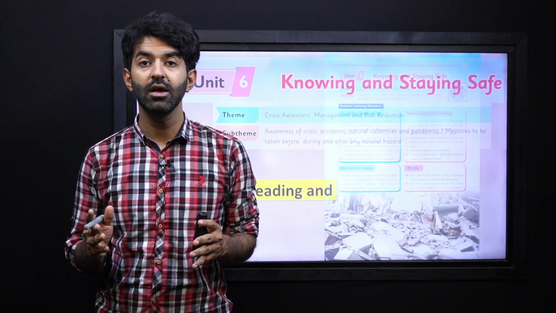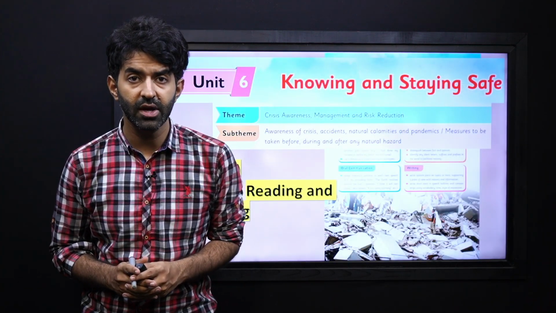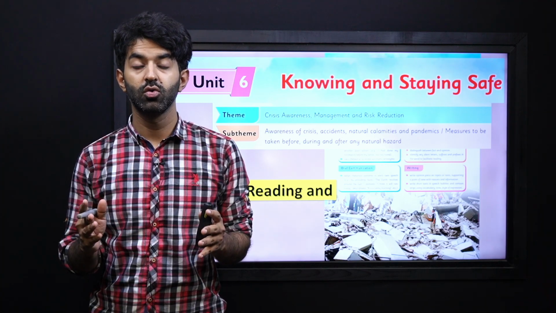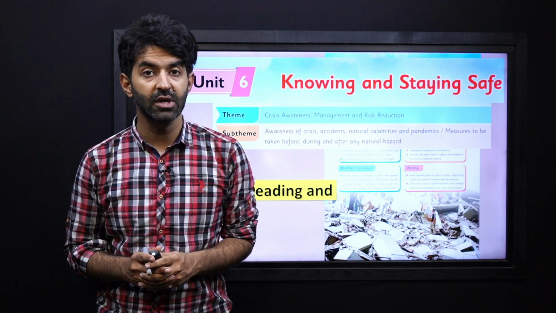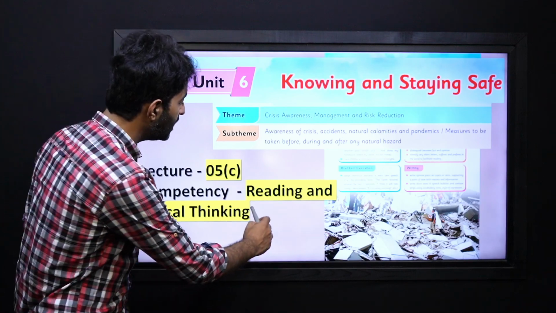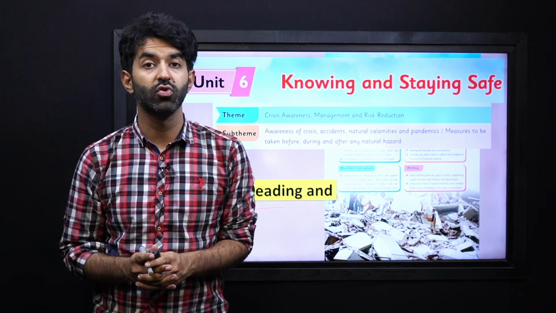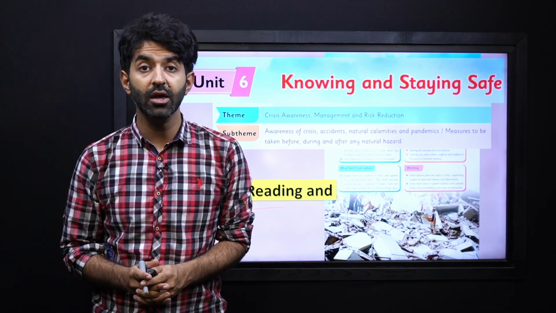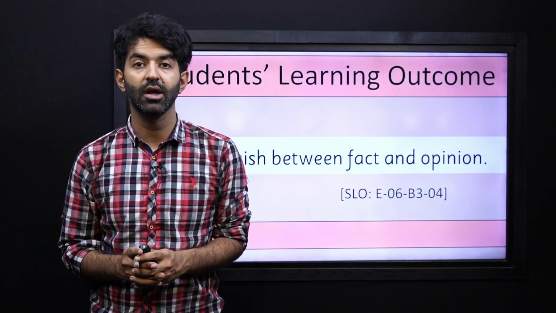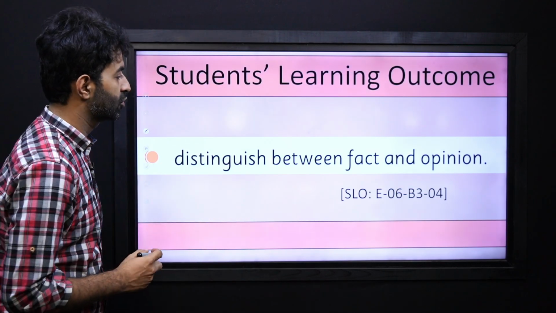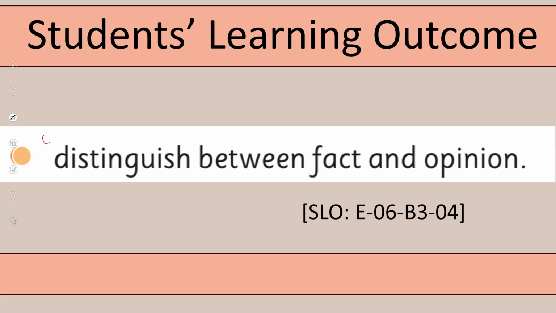Now let's see, we are on our unit number 6 and we are going to do our lecture number 5C with the competency of reading and critical thinking. Yes, today's lesson is related to reading and critical thinking. Now let's read our students' learning outcome and see what we are supposed to do. So our SLO for today is really simple. Distinguish between fact and opinion.